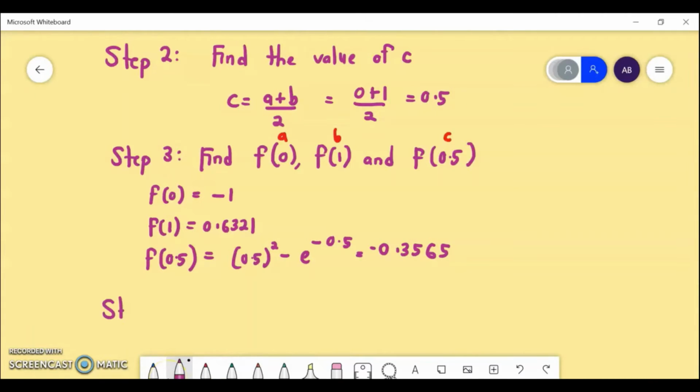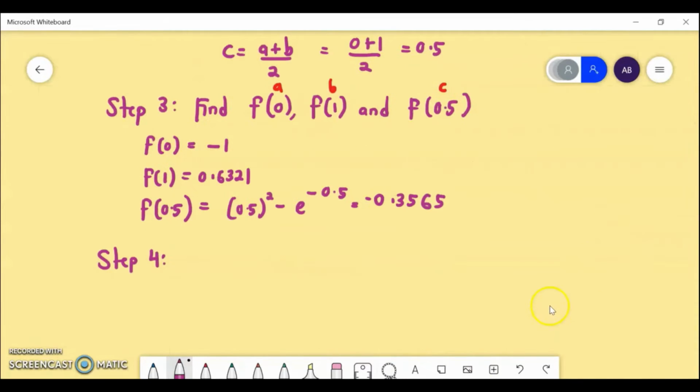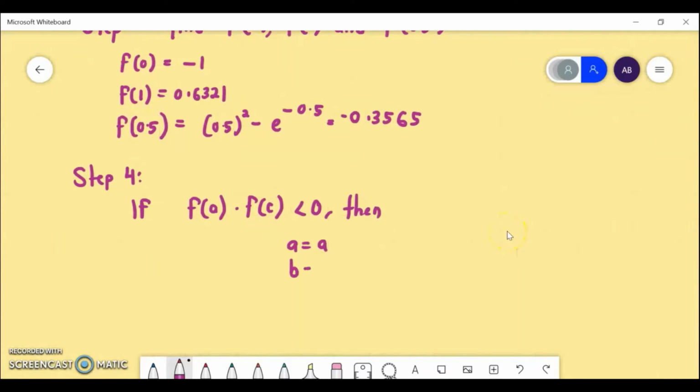So what is step number 4? Step 4 is, now I have to check if f(a) times f(c) is less than 0, then we set a equals a, b equals c. Else, meaning if this is greater than 0, we will have a equals c, b equals b. And then we repeat the process.